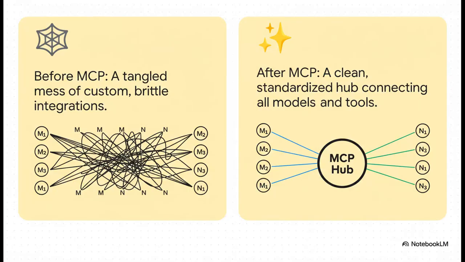And wow, you can really see the difference here, can't you? On the left, that's the old way. A tangled, chaotic mess where everything is brittle and breaks if you change one thing. But on the right, that's the world with MCP. It acts like a clean, simple hub. You plug your model in once, you plug your tools in once, and they can all talk to each other. Your M times N mess just became a simple M plus N problem. That is a massive game changer.